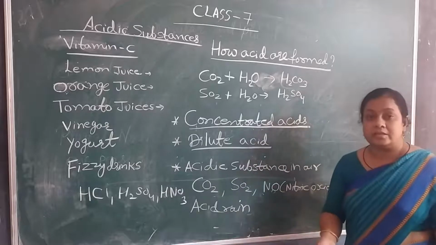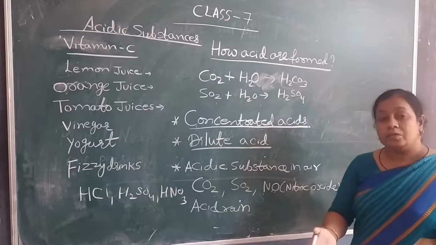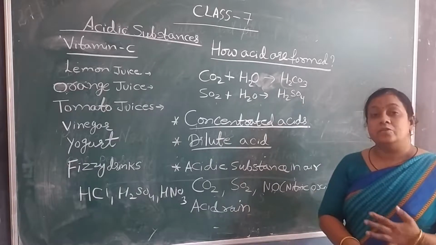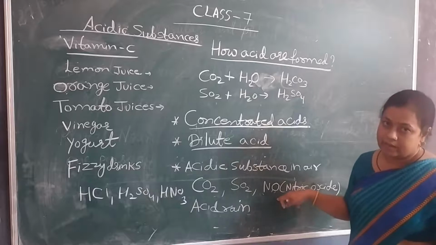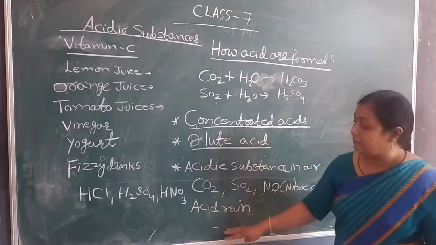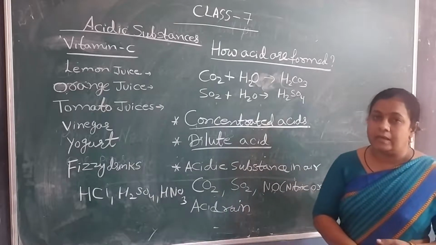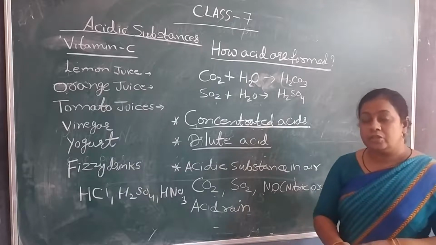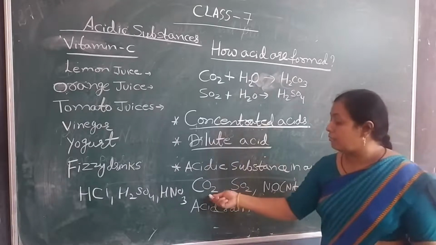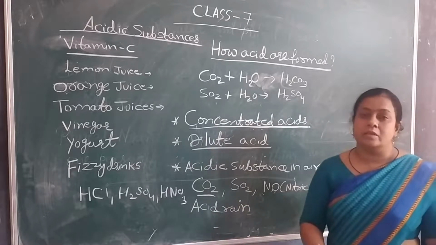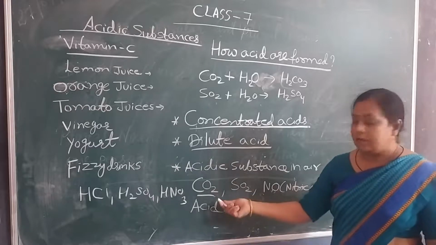Now, acidic substances in air. From where do they come into the air? Mostly the acidic substances in the air are carbon dioxide, sulfur dioxide and nitrogen oxides, and next is acid rain. How does carbon dioxide come into the atmosphere? When you burn fossil fuels like coal, petrol, wood and charcoal, in contact with oxygen they produce carbon dioxide, because all fossil fuels mainly contain carbon.